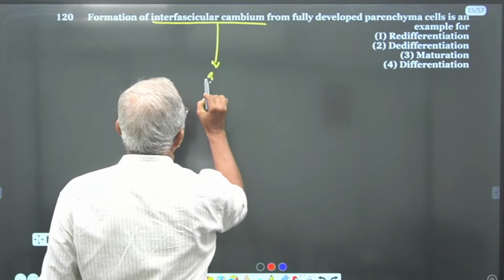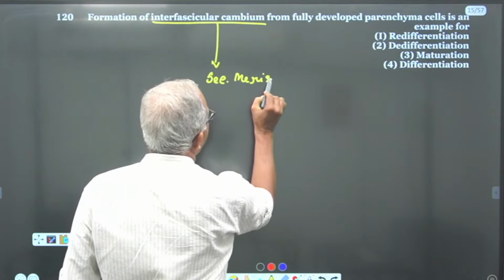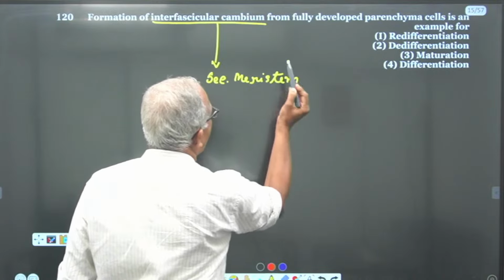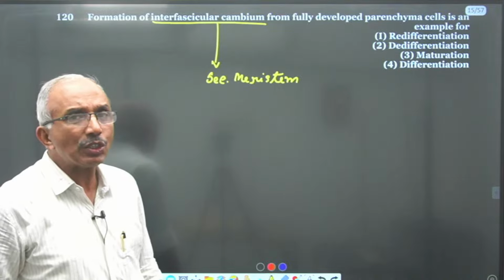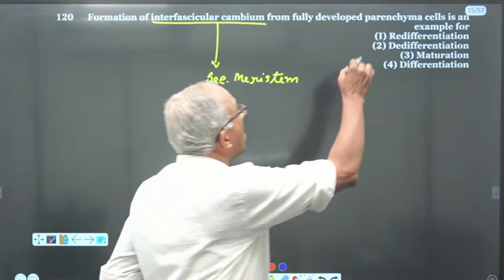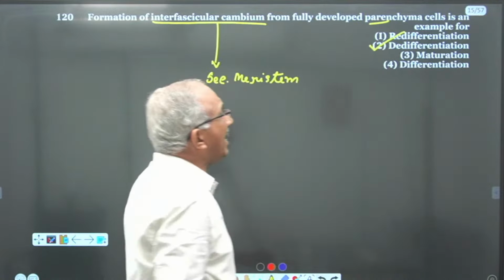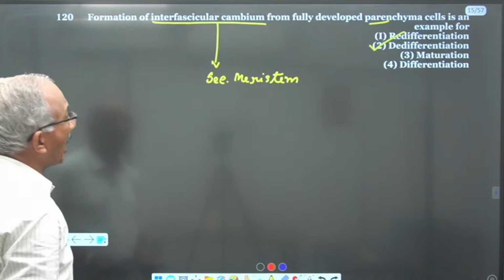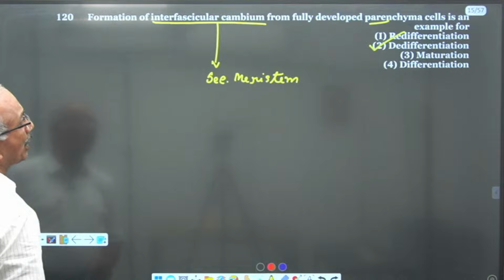Next, formation of interfascicular cambium. Interfascicular cambium is a secondary meristem. That is, formation of a secondary meristem from an already differentiated parenchyma cell. It is de-differentiation. Answer, de-differentiation. Option 2.